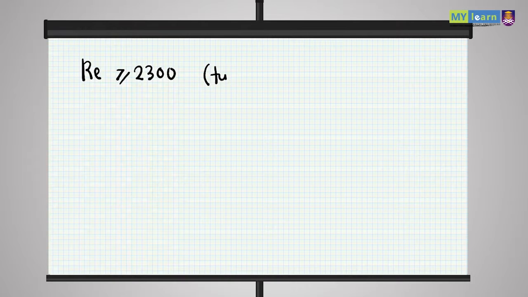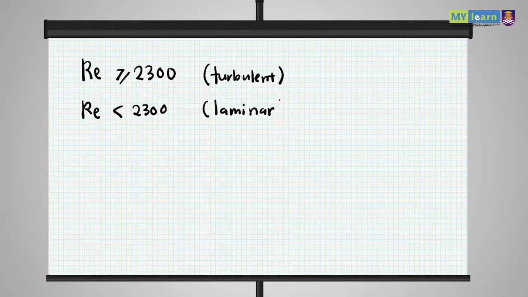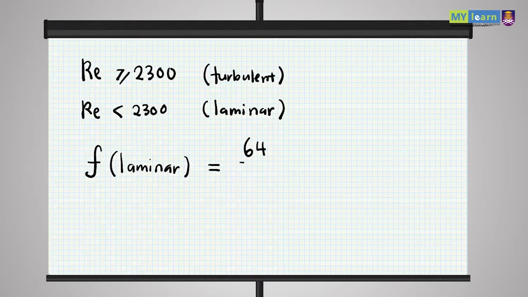Okay, so to identify what F is, we have to remember from Reynolds number, the video before this, whenever the Reynolds number is higher than or the same as 2300, we will have a turbulent condition, and whenever the Reynolds number is lower than 2300, we will have a condition called laminar. So how do turbulent and laminar affect F? For friction factor F, if the condition is laminar, the friction factor is equal to 64 divided by the Reynolds number.